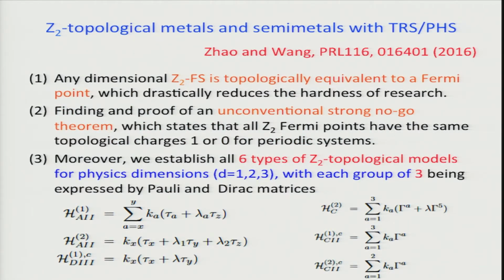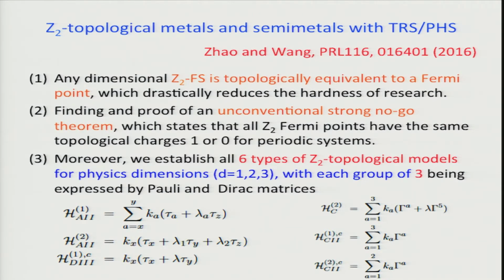Then for the above 8 classes, the Z2 point, we also have some new findings. First, in any high dimension, in the parameter space, any high dimension Z2 Fermi surface is topologically equivalent to a Fermi point. Okay, this is very good for theoreticians. So we proved this. For example, if you have 4 dimensions in the parameter space and some Z2 Fermi surface, you just collapse it to one point.